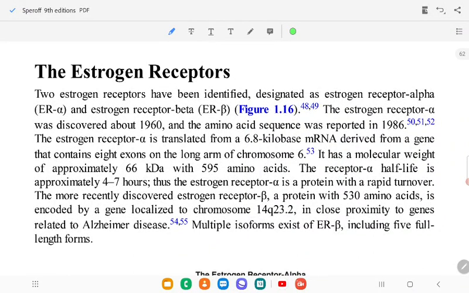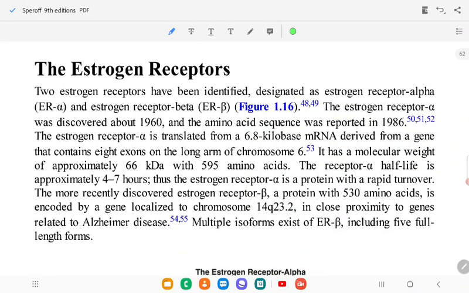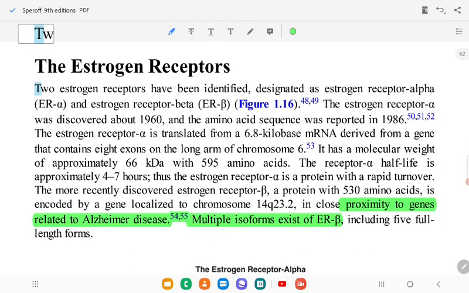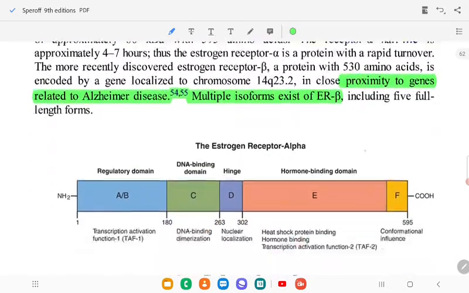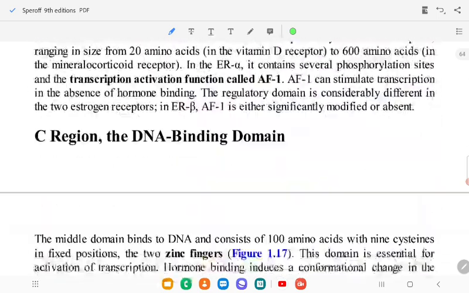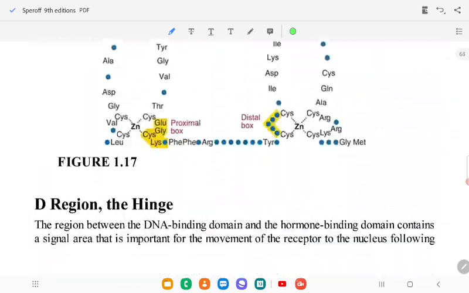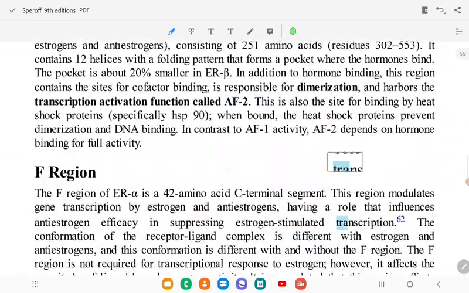Estrogen receptor. There are two estrogen receptors, estrogen alpha and beta. Hormone binding domain, secretion, all these things are the most important.